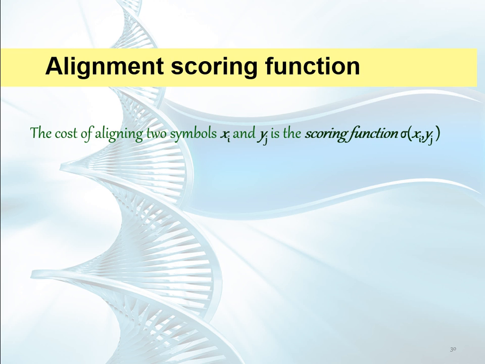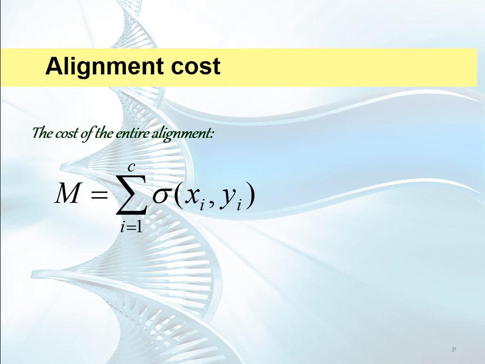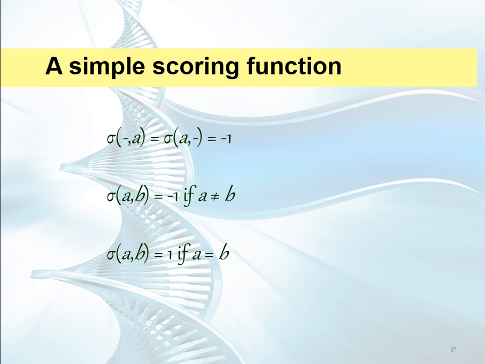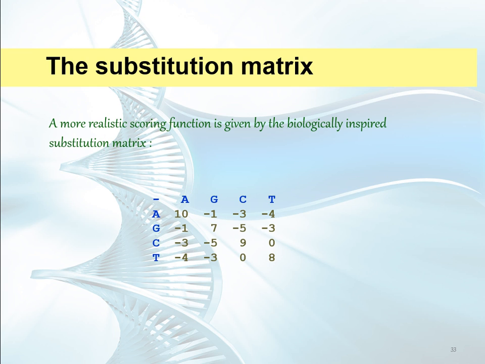The alignment score function is the cost of aligning two symbols x1, y1, the scoring function, that is x1, comma y1. So the cost of the entire alignment is M equal to the summation over the sigma of x1 and y1. This is the alignment cost. A simple alignment function I am discussing later on, so no need to put emphasis on that. I am going to discuss it separately so that you can understand what specific matrix or specific programming is used for aligning the two or more sequences.